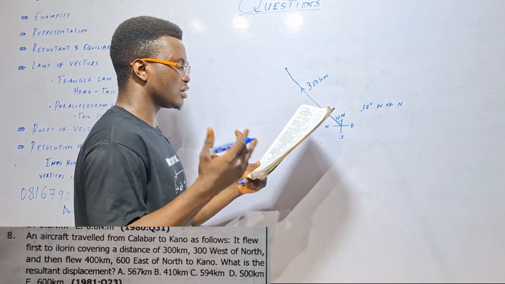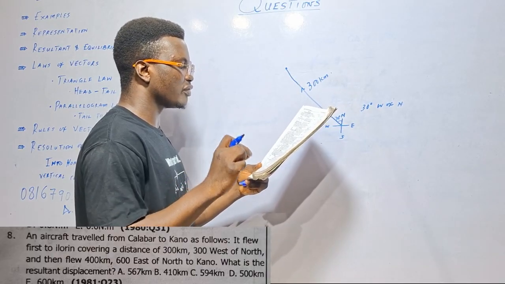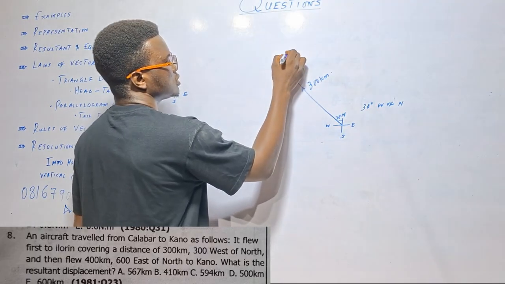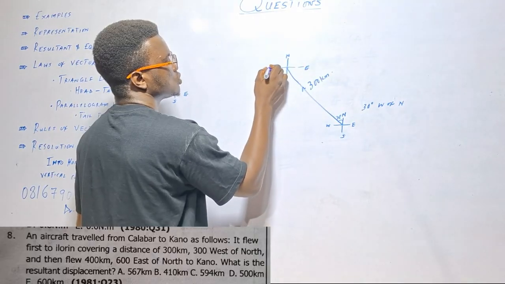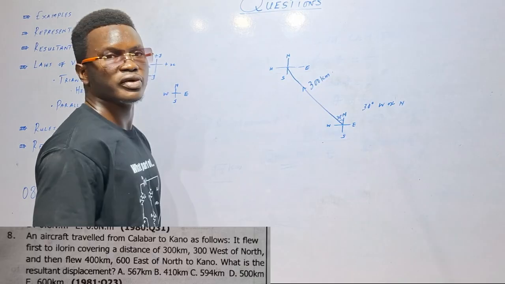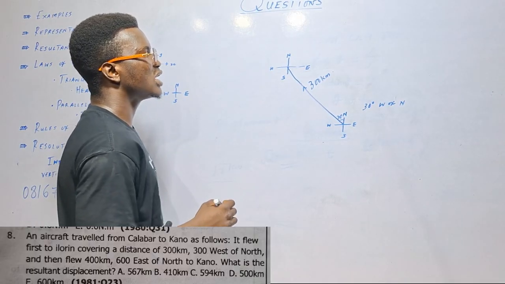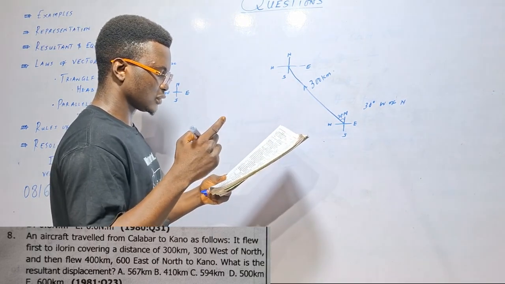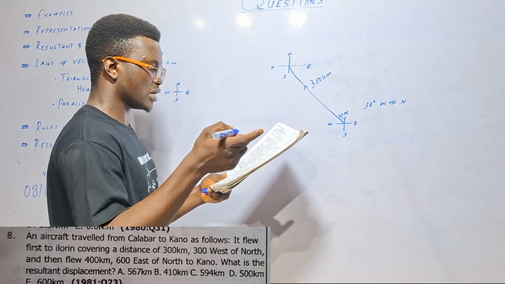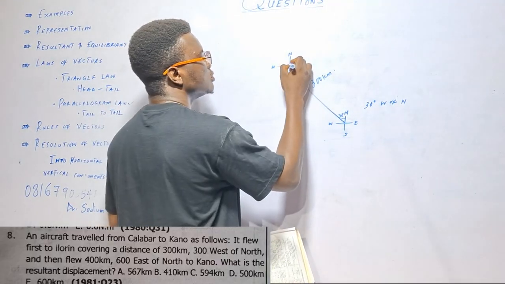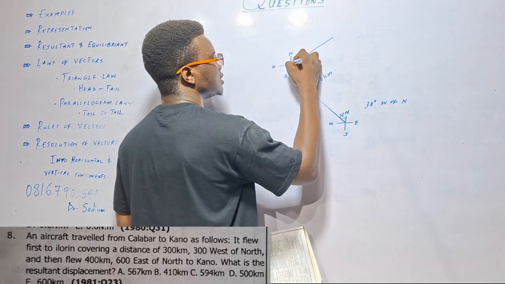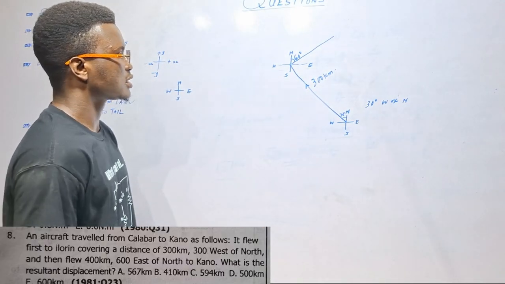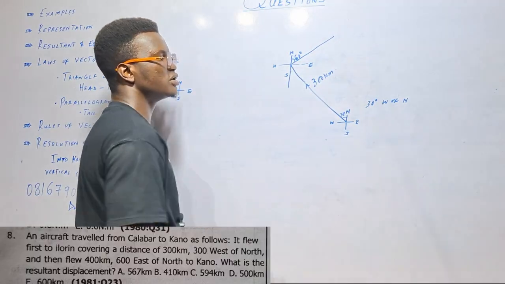And then flew 400 kilometers, 60 degrees east of north. So at this point, it changes direction. This is north, this is east, this is west, this is south. I hope you're following. It's traveling 60 degrees east of north to Kano. So the angle is now to the north again, 60 degrees east of north. Are you following that?